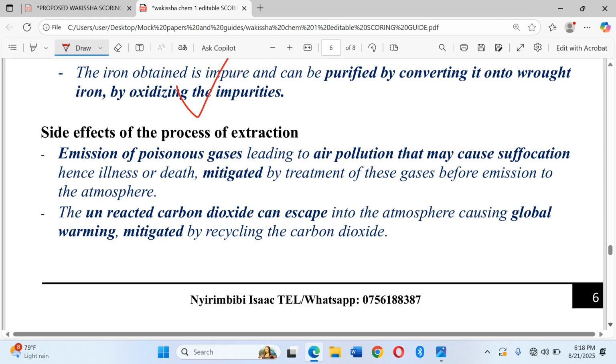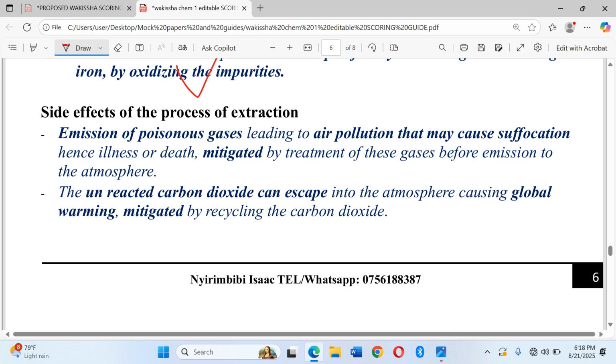Side effects, we had already looked at them. We shall just mention a few. That emission of poisonous gases is a danger, leading to air pollution, and this can be mitigated by treatment of these gases before emission to the atmosphere. So I believe that is okay. And then you have also another point.